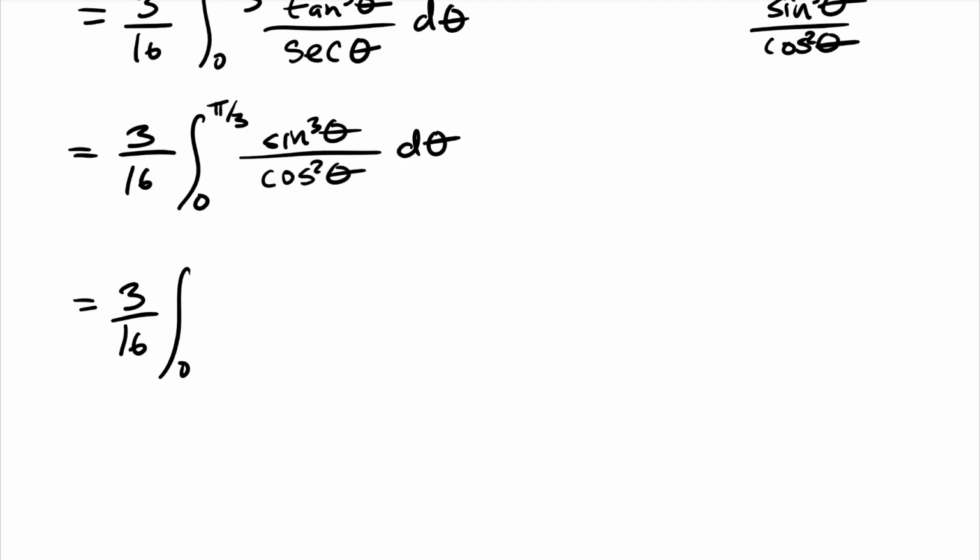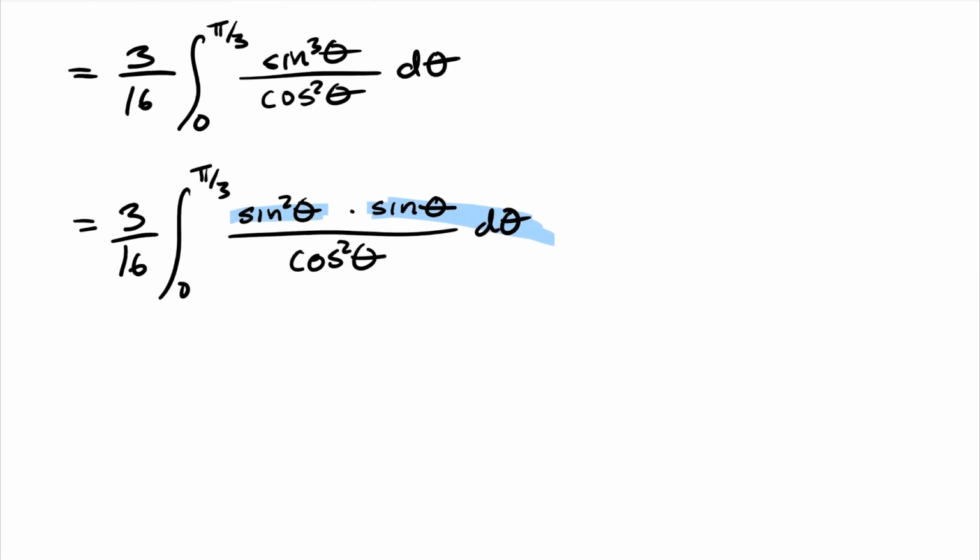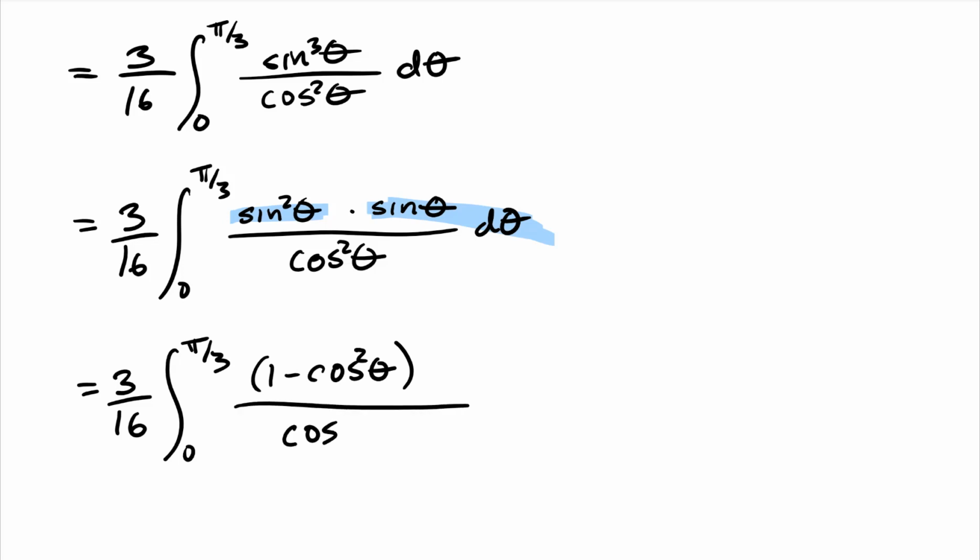Telling us we're going to need to do some sort of u-sub here. But we're going to need to break it up a bit, because this cosine squared, that's not very helpful. Let's do it like this. Let's call this sine squared times sine of theta all over cosine squared of theta. And this is going to be our du. So let's change this into 1 minus cosine squared. So 1 minus cosine squared of theta all over cosine squared of theta. Oops, forgot my sine of theta. And I'm just breaking it off to the side so we can see it a little bit better.